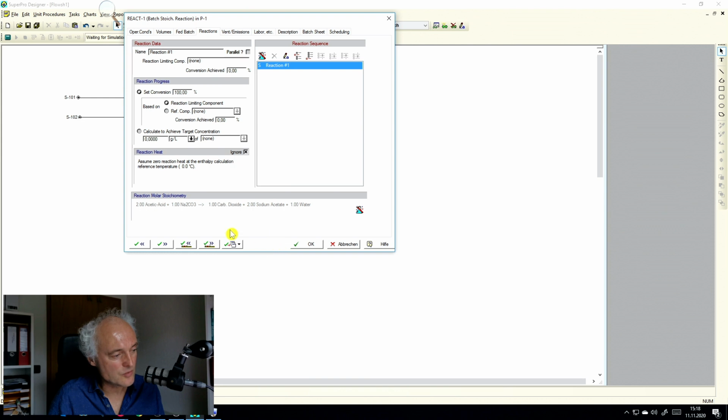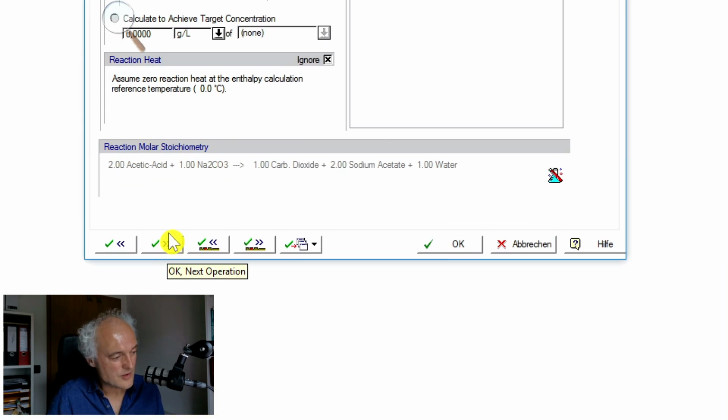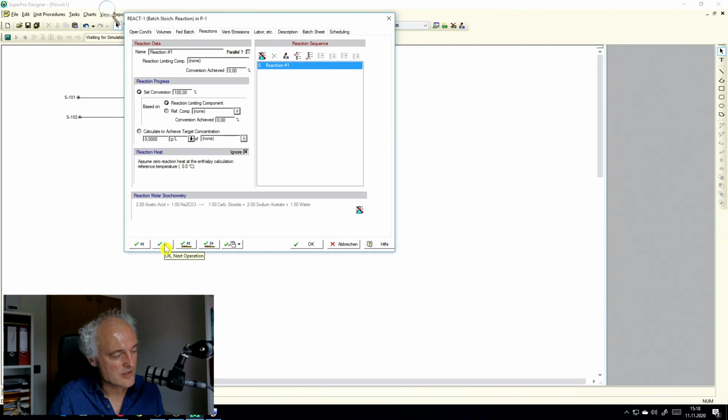But what you can also do is making life simpler. You can click on this. You see then it's okay. In this case, if you click here, it's okay. Next operation, then you don't have to redo this right click and so on. It's just then quicker. You go directly to the next operation, and everything what you have put in is saved.